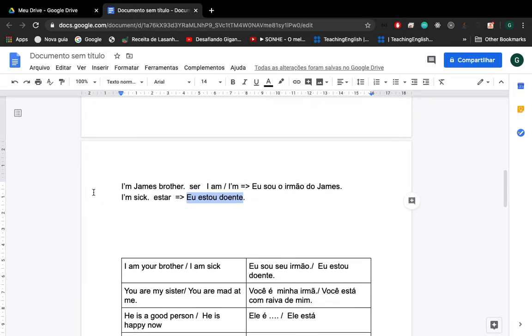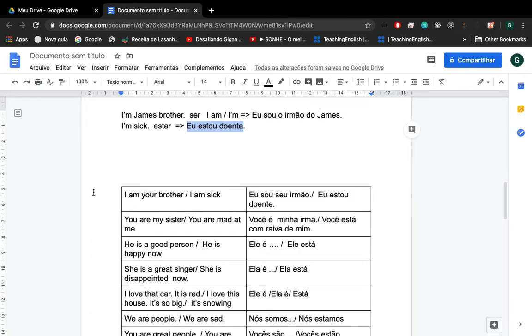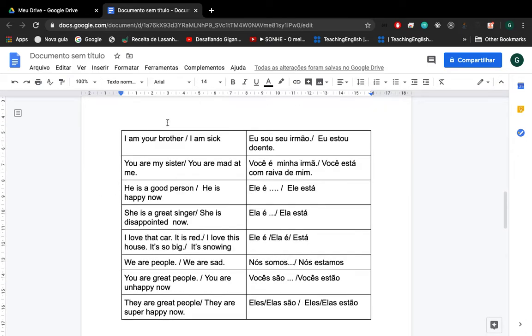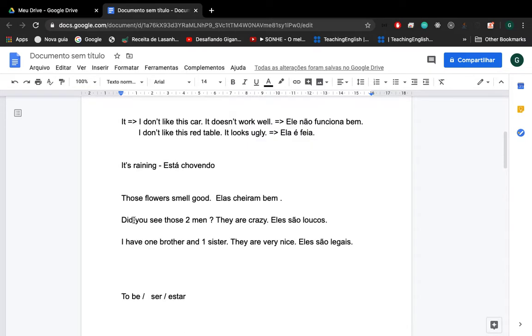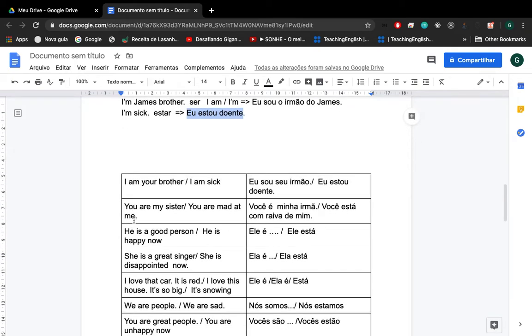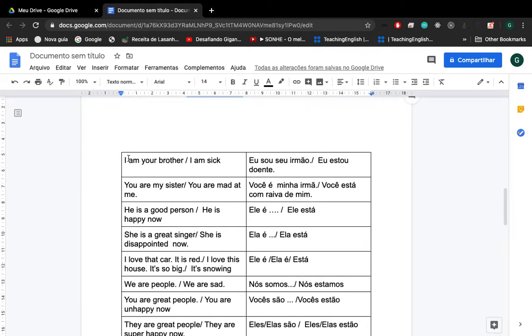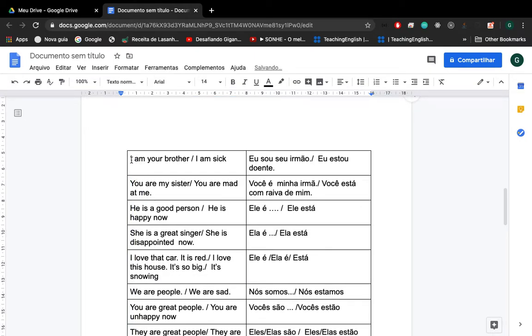Okay, can we get more examples of the use of these verbs? That's what we're going to do right now. Let's take a look at some sentences here in the order of the pronouns that we studied before. We're going to have two examples: one with the verb to be meaning ser, and the other with the verb to be meaning estar, so that you can start consolidating this knowledge of the difference between ser and estar as the verb to be.